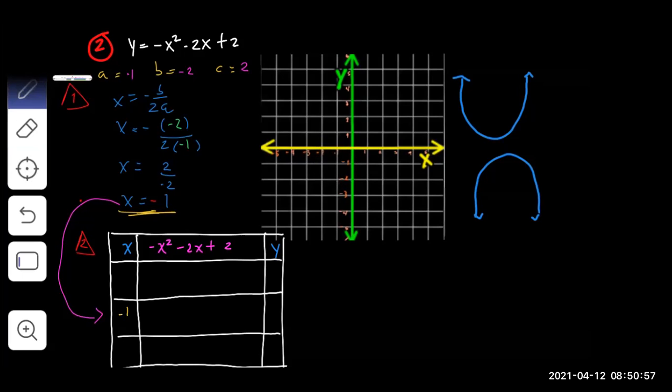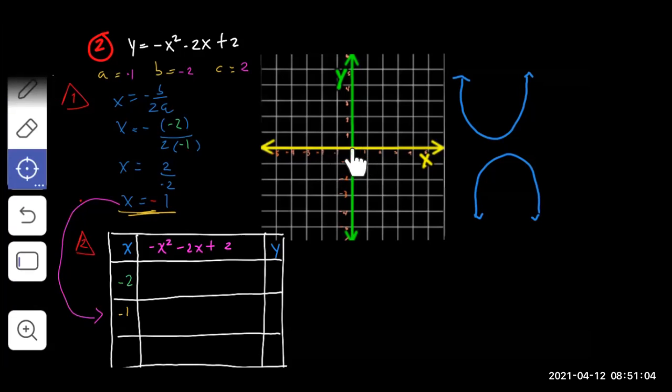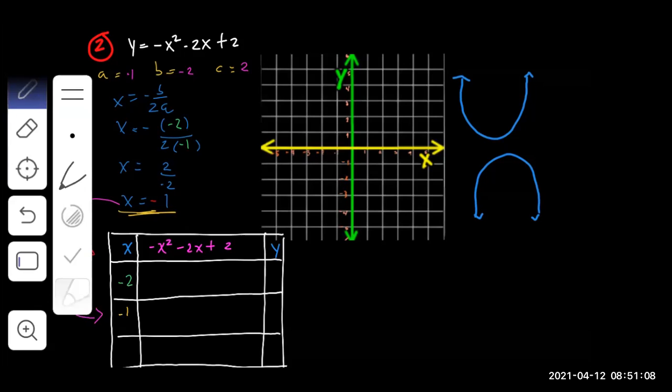Negative 2. Okay, -2 is a one. Thank you, -2. Can someone tell me a value to the right? Thank you very much. You move to the right 1 unit. That's going to be 0.